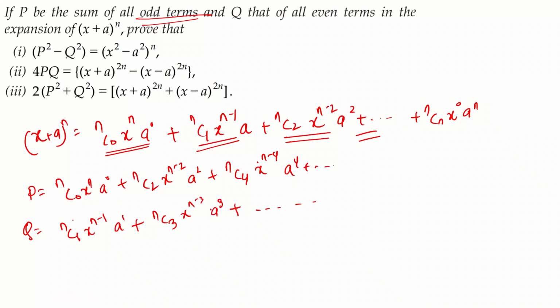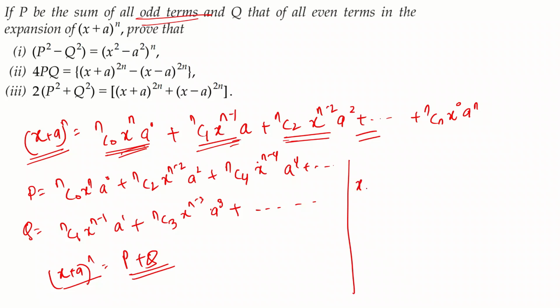Okay, so this is x plus a whole to the power of n. So what is x plus a whole to the power of n? It is p plus q. Why is it p plus q? Because p contains all the odd terms and q contains all the even terms. So if you add p plus q, you'll be getting all the terms. So that is why x plus a whole to the power of n is p plus q.